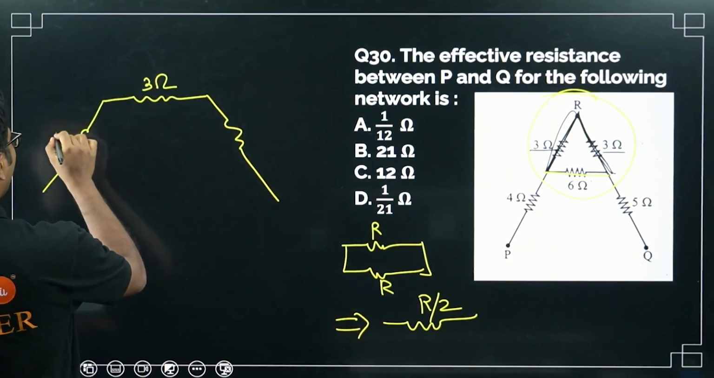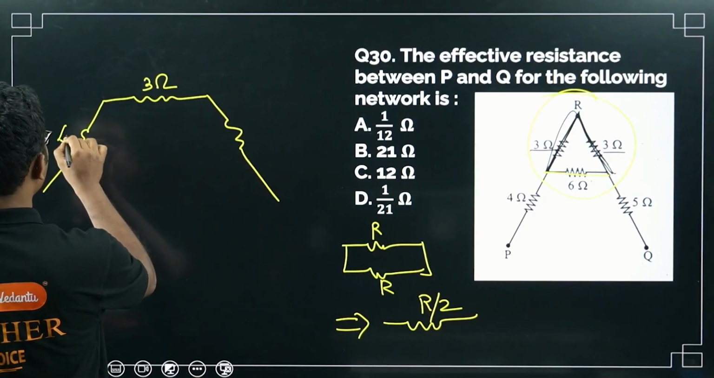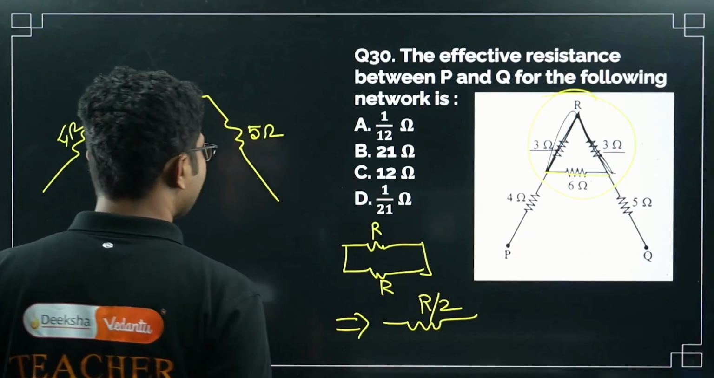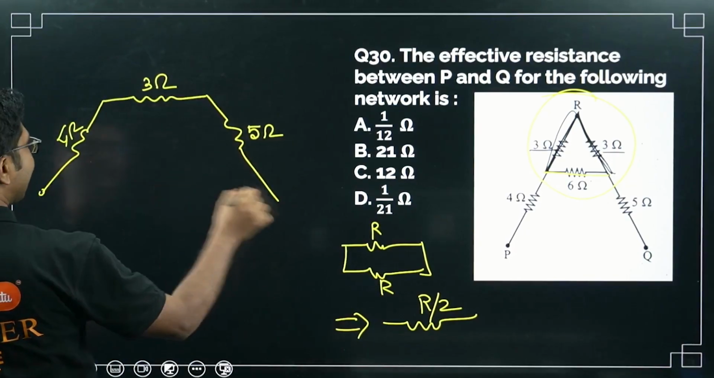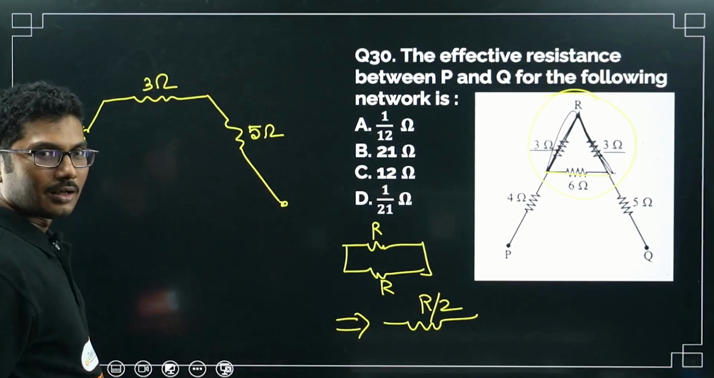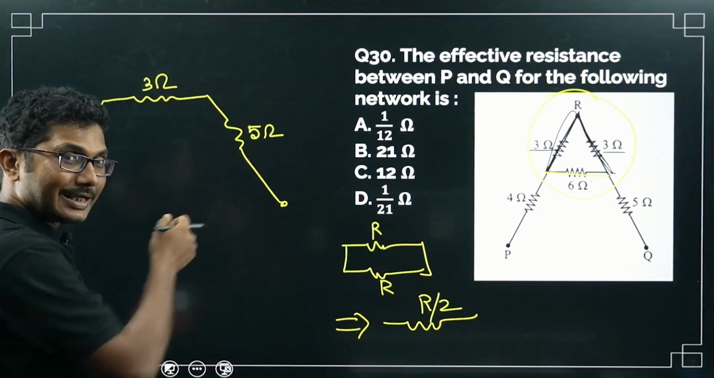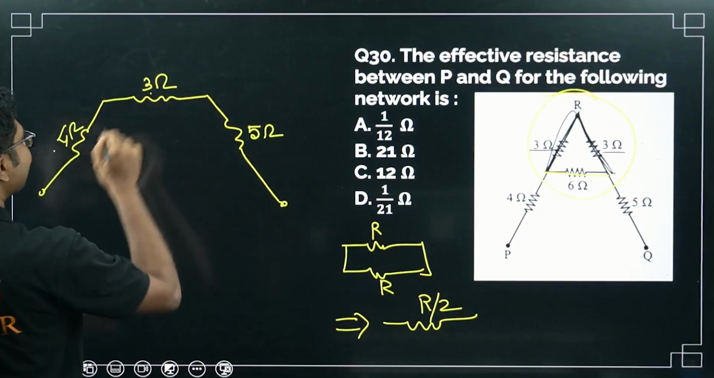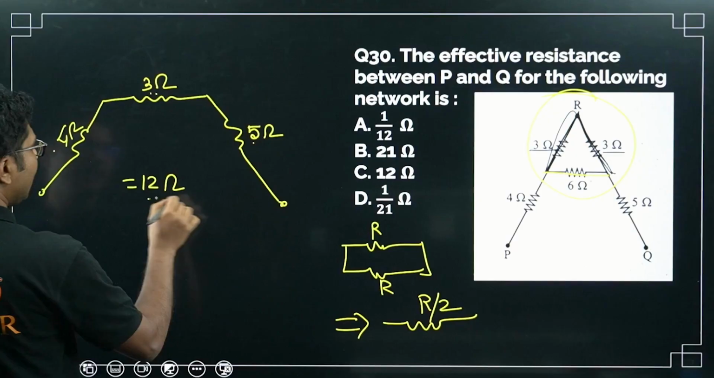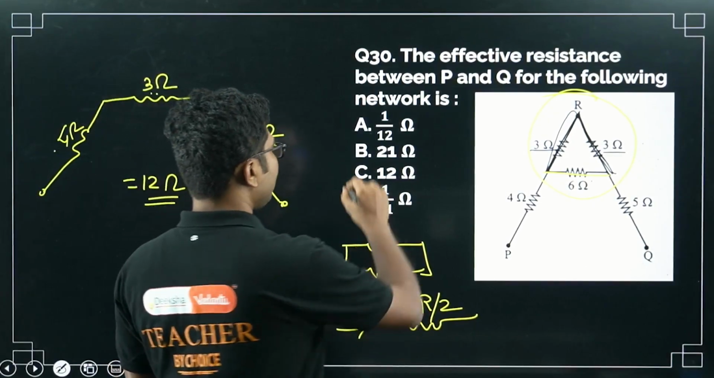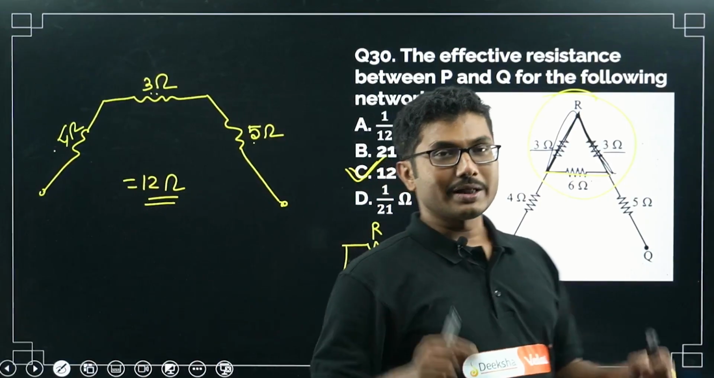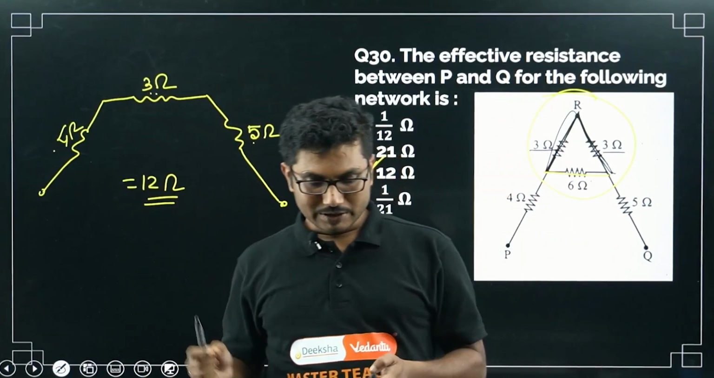Now we have one 4 ohm here and one 5 ohm here. So what is the total resistance? How are they connected? They are connected in series. 4 plus 3 is 7, 7 plus 5 is 12. So 12 ohm is the equivalent resistance. So we have completed all the KPL questions of this week's question paper.